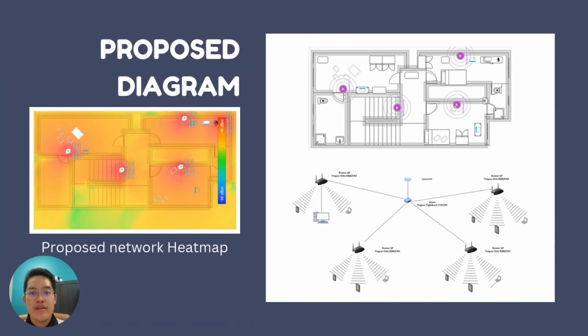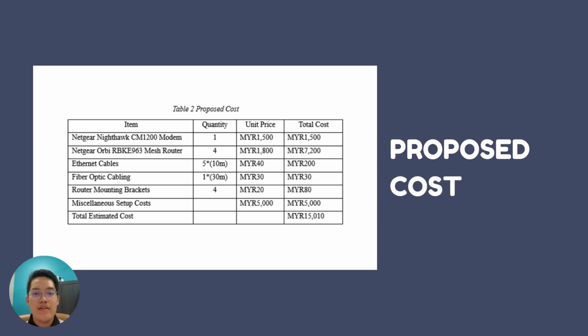So this is the proposed diagram for the network. On the top right is the physical diagram for the locations: one on the top left, one on the top right, one in the middle, and one at the bottom right, and then the logical network. And then I've also done the heat map prediction, which covers almost entirely red and yellow areas, which is very good for the network. Okay, for the proposed cost, the final total estimated cost is 15,000 ringgit.